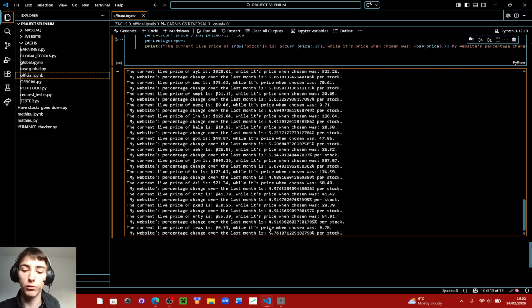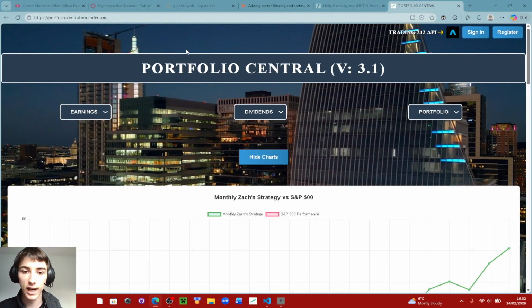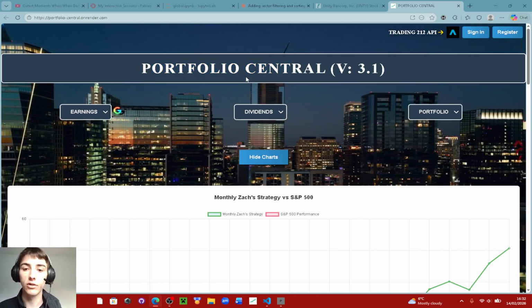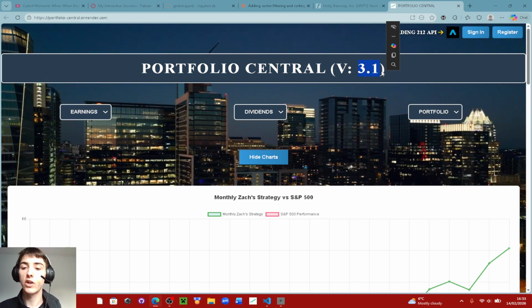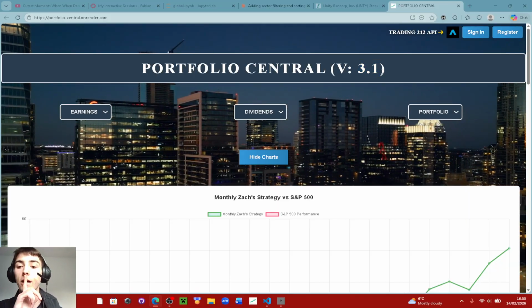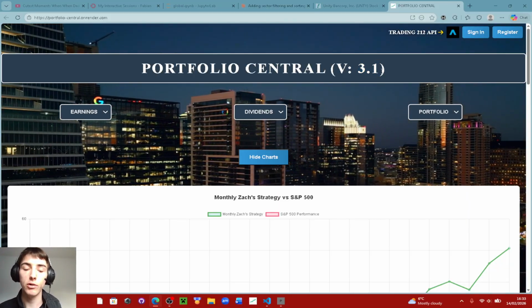And yeah, so much room for this strategy to improve. So let's move over to the website now. So this is what it was like up until now. So Portfolio Central 3.1. I'm actually going to change the version number as well. I forgot to do that, but there is a feature request that I added, and I think it's quite a big change. So I will change that.